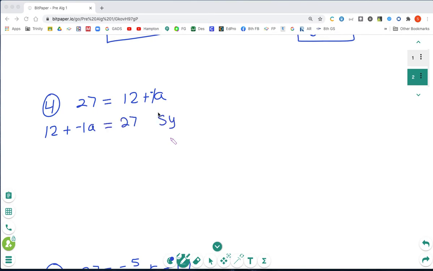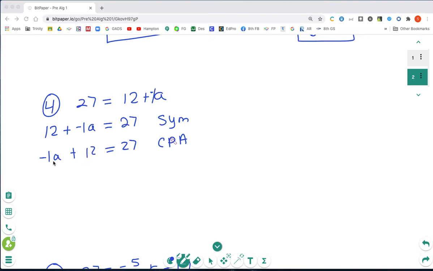That's post-it note or symmetrical. Is the variable on the left? Yes, it is. Is the variable first? No, it's not. So I'm going to use commutative property of addition, or CPA. Negative 1A plus 12 is equal to 27. This problem is showing a lot of algebra properties. Yes, I want you to label your properties when you take your quiz.